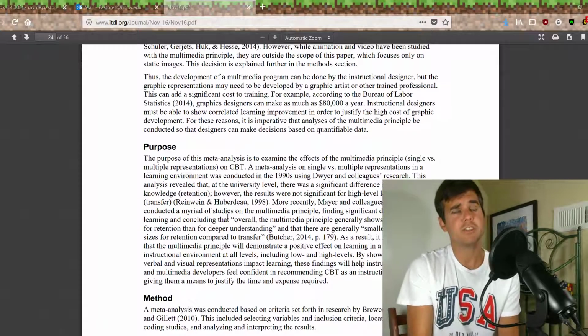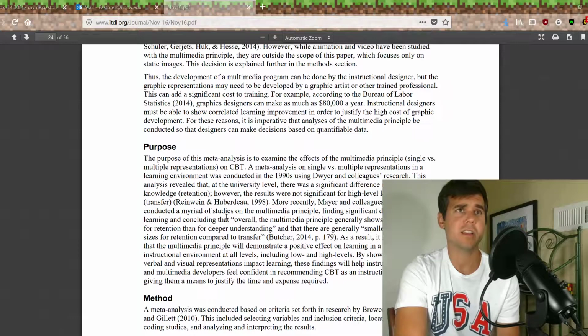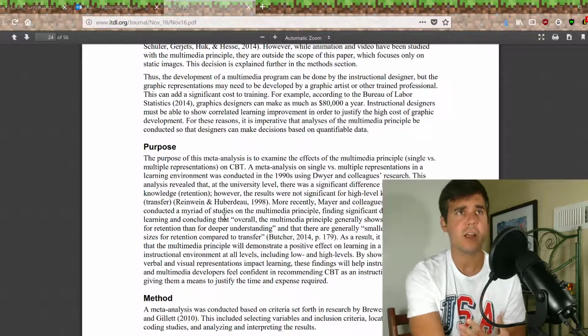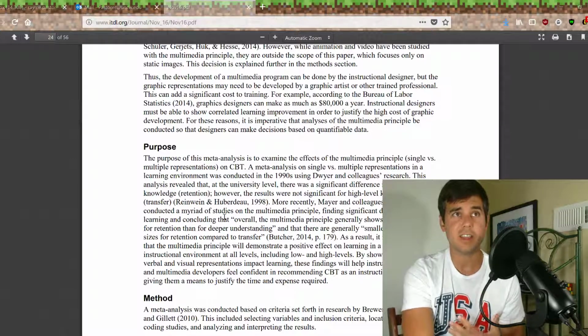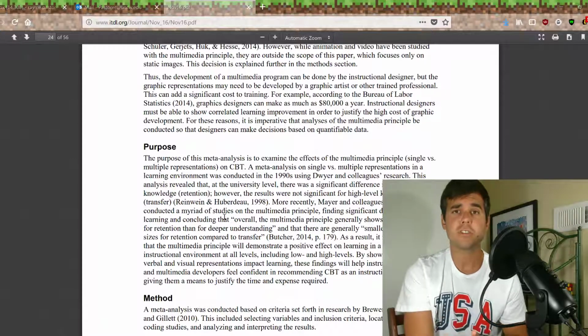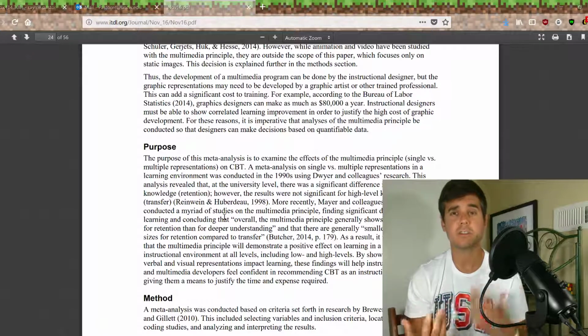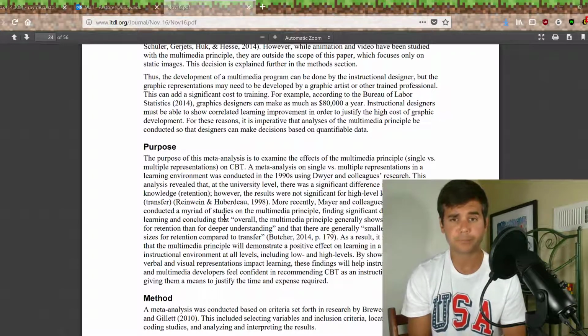So when I asked that question, I found a meta-analysis done in the late 90s on Dwyer and colleagues' research. For those that aren't familiar with Dwyer, Dwyer in the 60s, 70s, 80s wrote hundreds of papers studying really multimedia and the effects on it. But he was using paper. He wasn't using a computer. So a lot of his research was really on the effects of those representations, but just in a paper format.